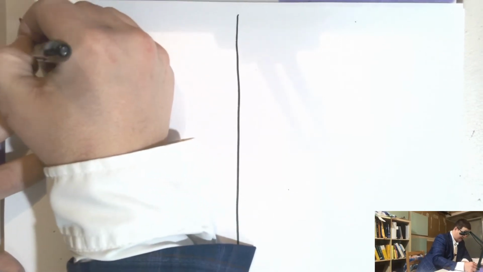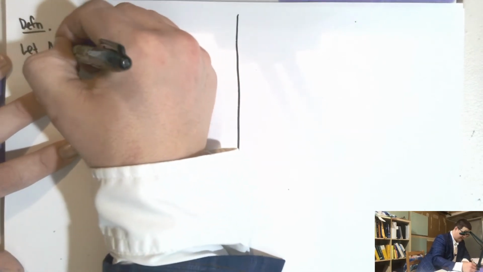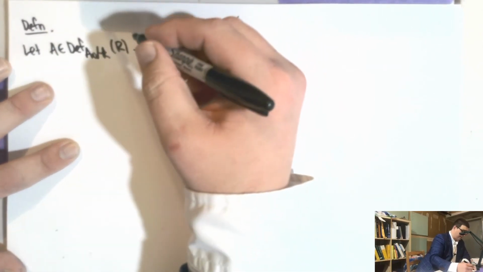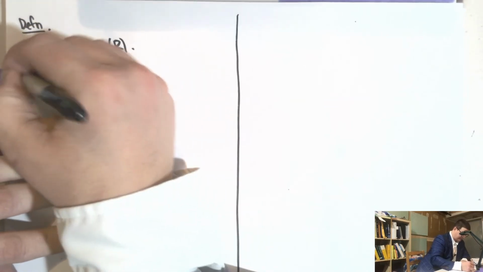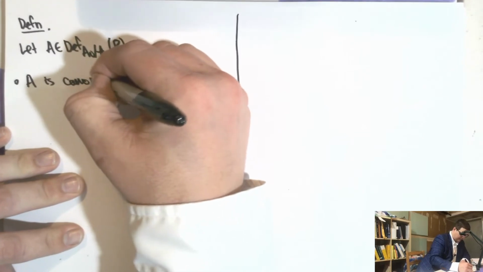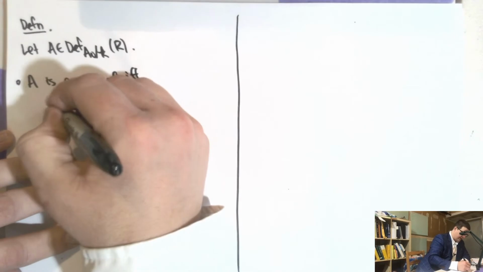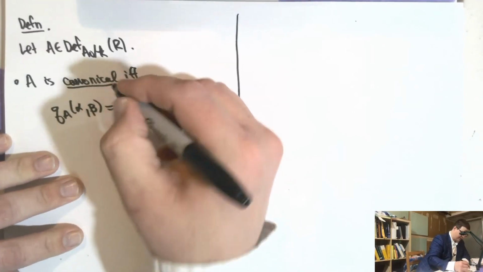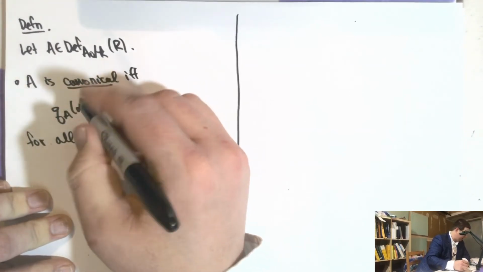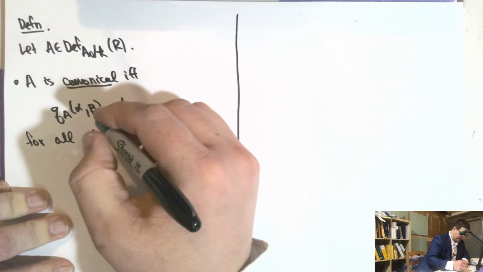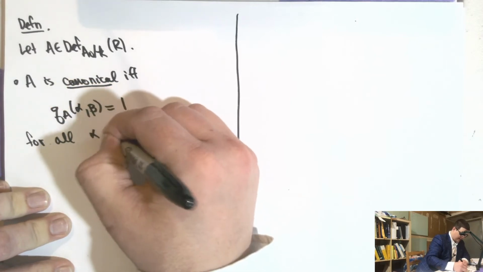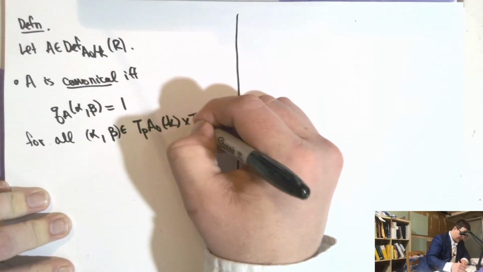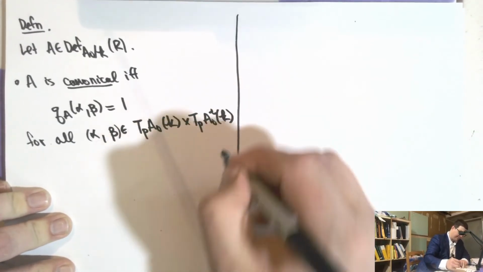Okay, so let A be a deformation. So we say that A is canonical if and only if the Serre-Tate parameters are 1. In particular, we have this thing is equal to 1 for all alpha, beta in T_p A0 of K cross T_p A0 transpose, the dual.